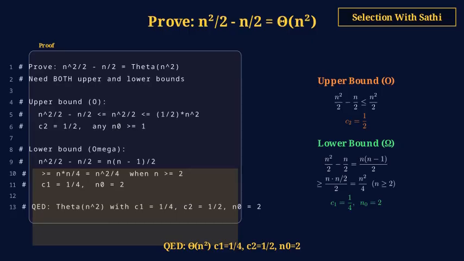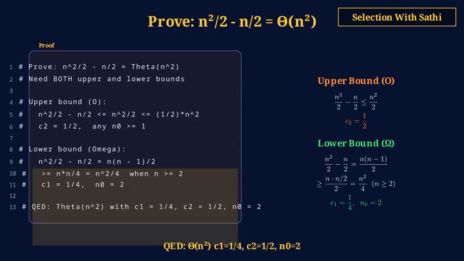Now the lower bound. We can rewrite as n times n minus 1 over 2. For n greater than or equal to 2, n minus 1 is at least n over 2. So n times n minus 1 over 2 is at least n times n over 2, which is n squared over 4. With c1 equals 1/4 and n0 equals 2, the lower bound holds. That gives us omega of n squared. Since we have both O of n squared and omega of n squared, we conclude f of n equals theta of n squared.